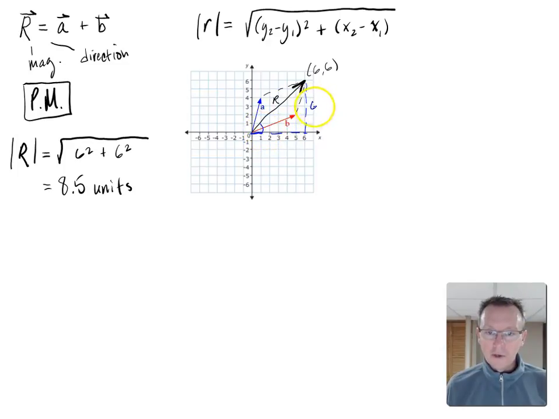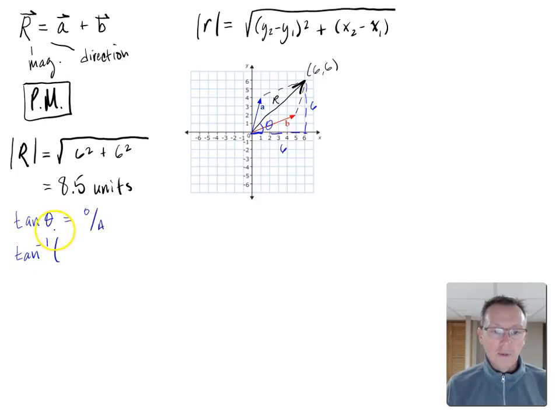Now remember, this side is 6 and that side is 6, and you might remember that the tangent of an angle theta, and that's really what we're trying to find there, the tangent of the angle is equal to the opposite over the adjacent side. So if I wanted to, I could do the inverse tangent.